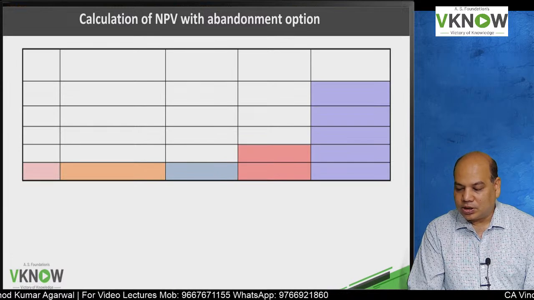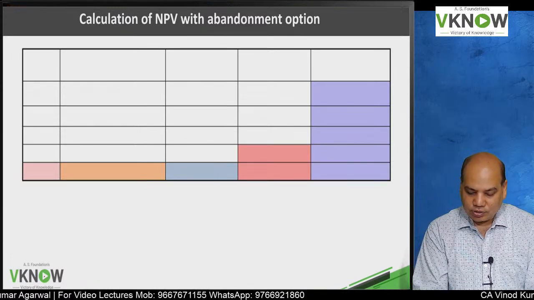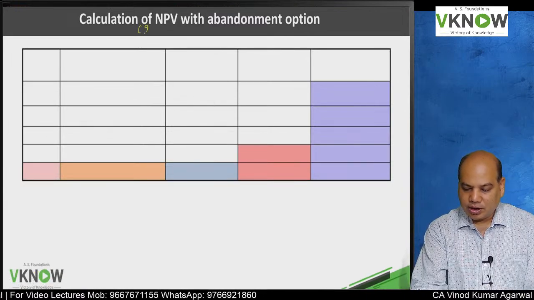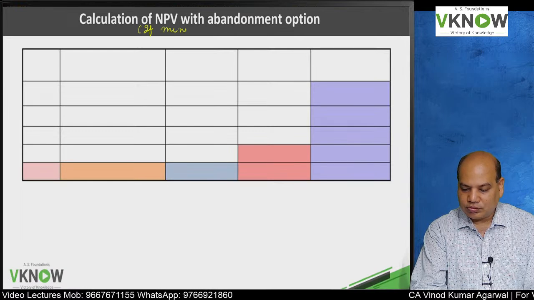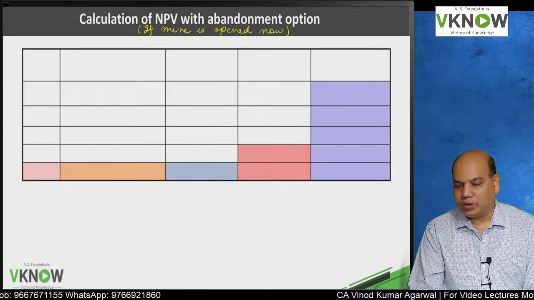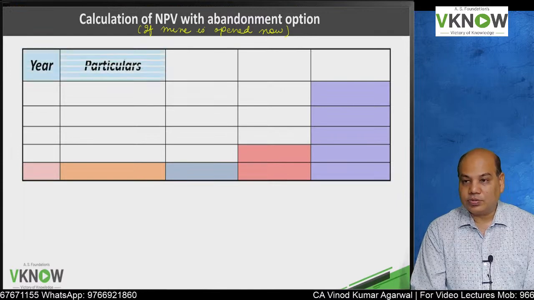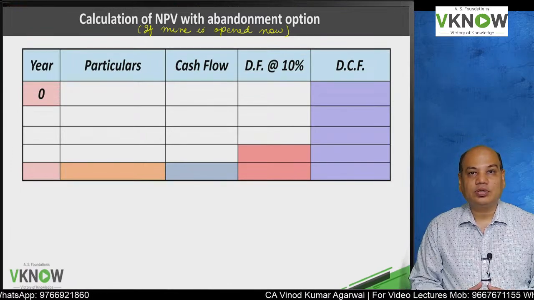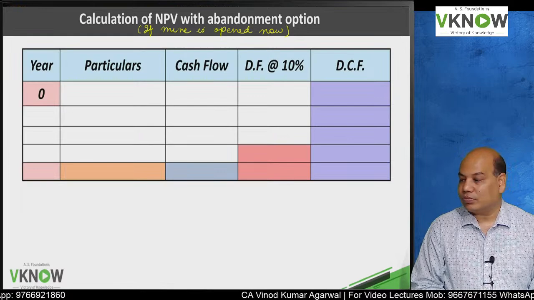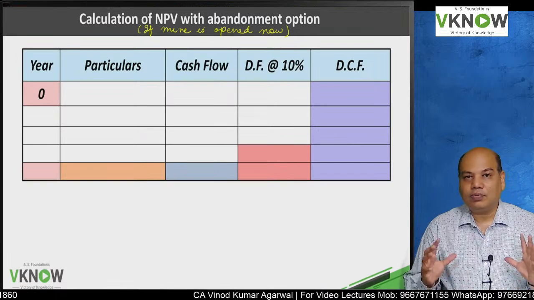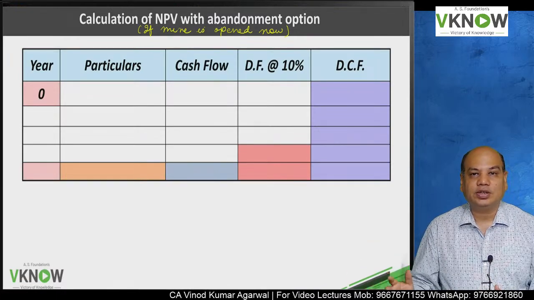Now write down the next point: calculation of NPV with abandonment option, in bracket, if mine is opened now. If mine is opened now and you have an abandonment option, you would be able to increase your NPV by how much? Let us see. And I have asked that question to you, but very few students replied. What would be the cash flow of the third year?